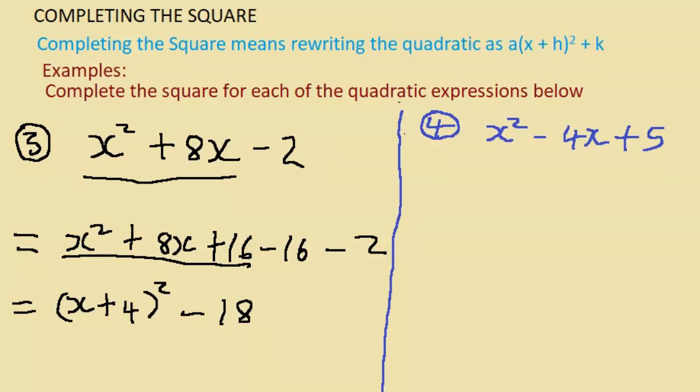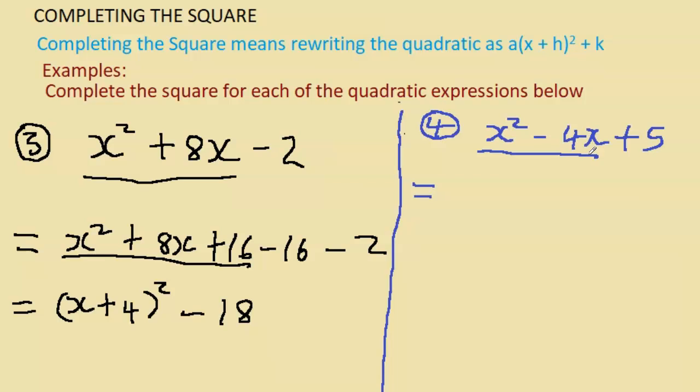Let us look at another one. Practice makes perfect. Don't ever forget that. So again, we want to rewrite this quadratic expression here, but just focus on the x squared. Focus on the terms in x. Ignore the 5 for now. So we have x squared minus 4x. So you ask yourself this all the time for each of them. What do I need to add to the x squared minus 4x to make it a square, or what we call a perfect square?